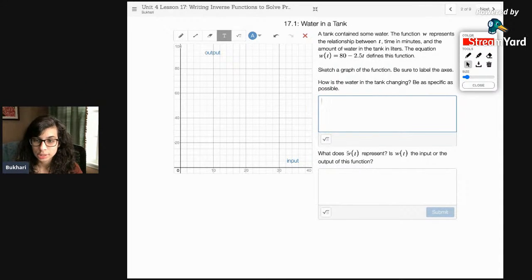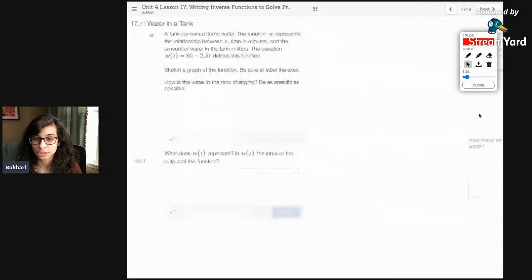And then what does W of t represent, right? We know W of t is our output value. And so what does W of t represent as a whole? That goes back to lessons 2 and 3, right? We're starting back from the beginning. What does it mean in function notation?